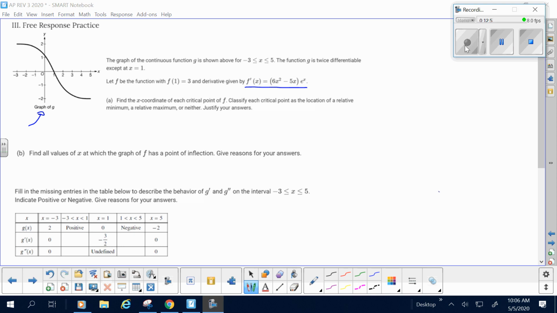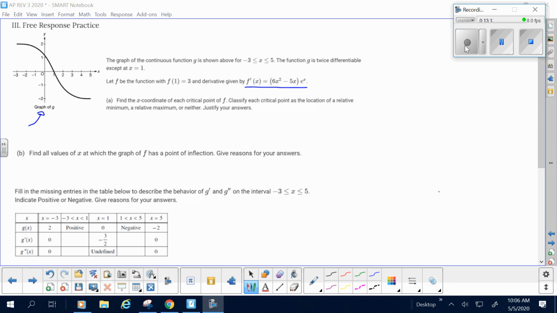Okay, sorry, I should have told you this is not calculator active. You may not use a calculator on this. All right, so A, find the x-coordinate of each critical point of F. Classify each critical point as the location of relative max, relative min, or neither.